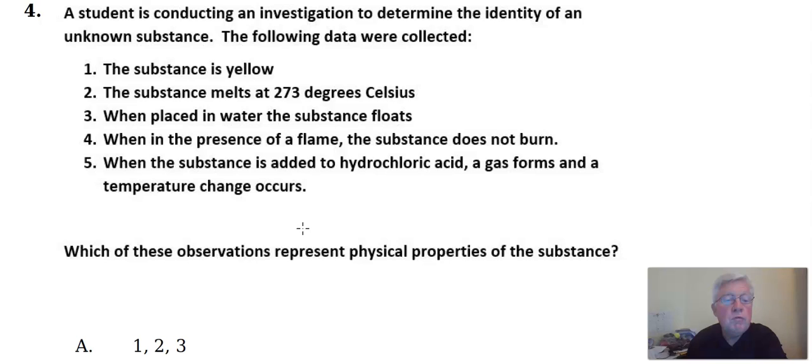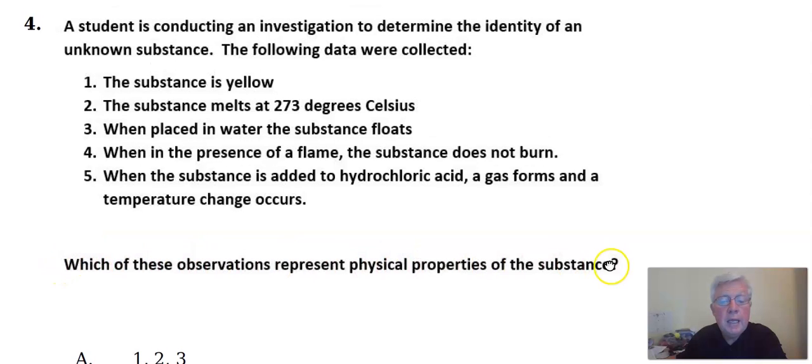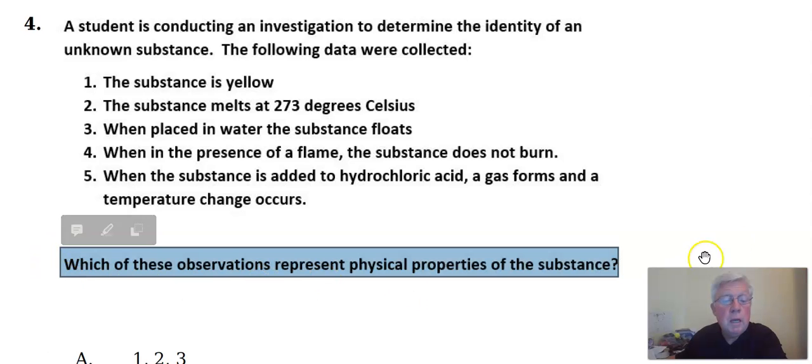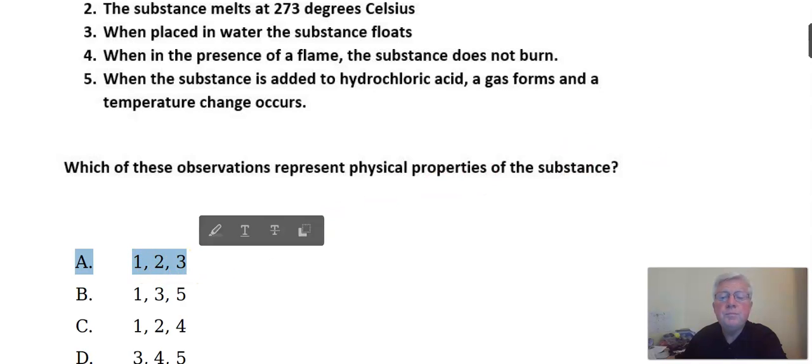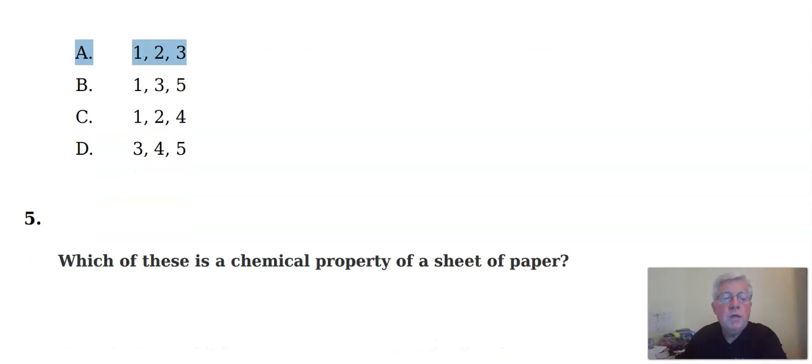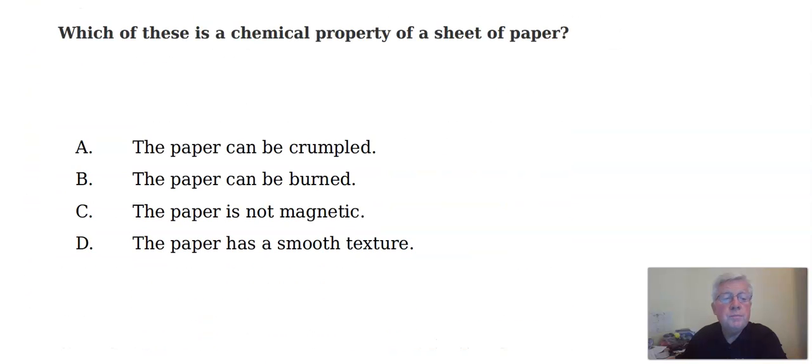So 1, 2, and 3 were physical. I don't even know what the question is yet. 1, 2, and 3 are physical, and 4 and 5 are chemical. Which of these observations represent... let me highlight this if I can. I can't, sorry. Sometimes I can. There we go. Look at that. Which of these observations represent physical properties of the substance? Well, we already said that it was 1, 2, and 3. Answer is A. If you know the answer to this and you got it right, you can go ahead and skip this. This is just a video.